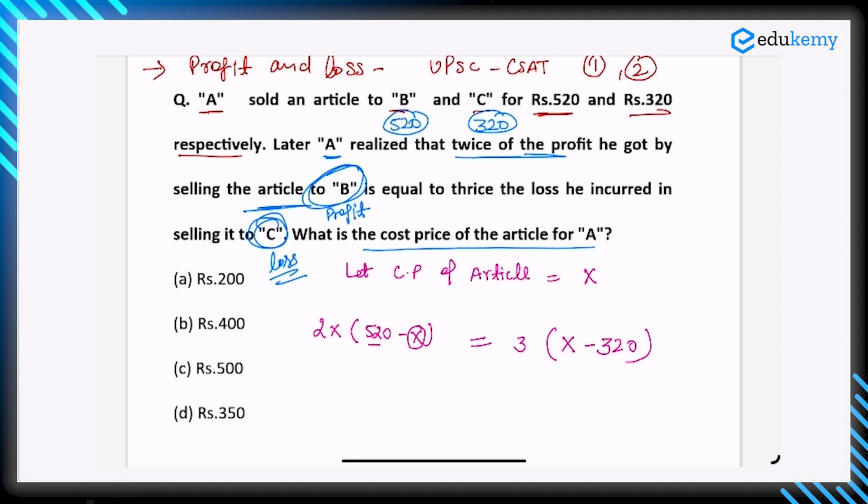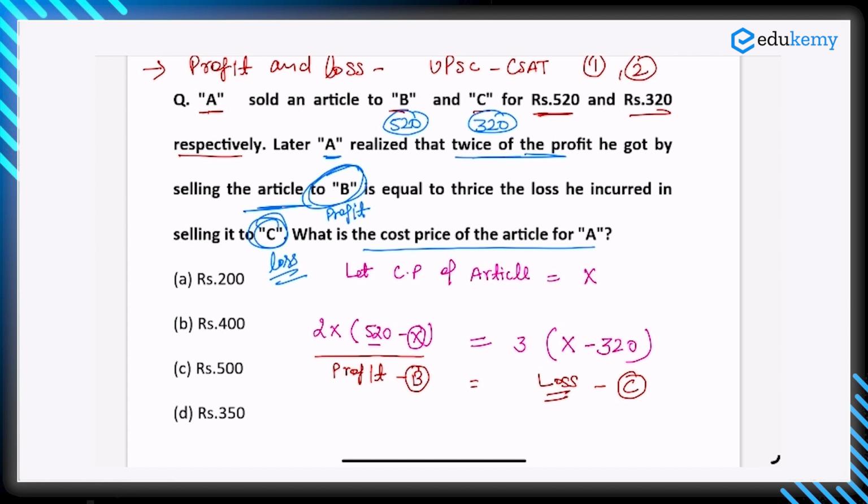When he sold his article to B, he made a profit of twice the time of 520, that's the selling price minus the cost price. This profit of A is equal to the loss of A when he is selling the article to C. So selling to B gives a profit, and selling to C gives a loss.